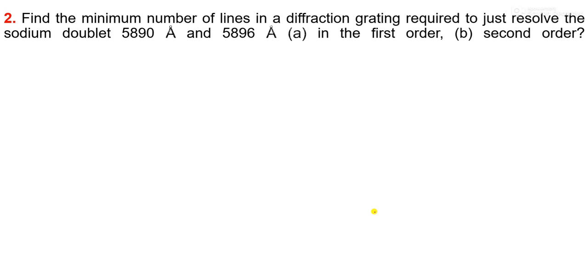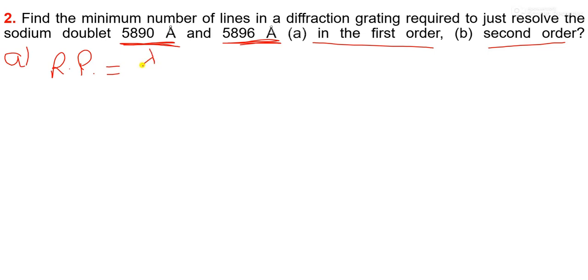And the next problem is: find the minimum number of lines in a diffraction grating required to just resolve the sodium doublet having wavelengths 5890 angstrom and 5896 angstrom in the first order and in second order. So first we calculate in first order. We know that the resolving power equals small n into capital N, and it is also equal to lambda upon d lambda. Here wavelengths are given, so we use the formula resolving power equals lambda upon d lambda, where lambda 1 equals 5890 angstrom and lambda 2 equals 5896 angstrom.